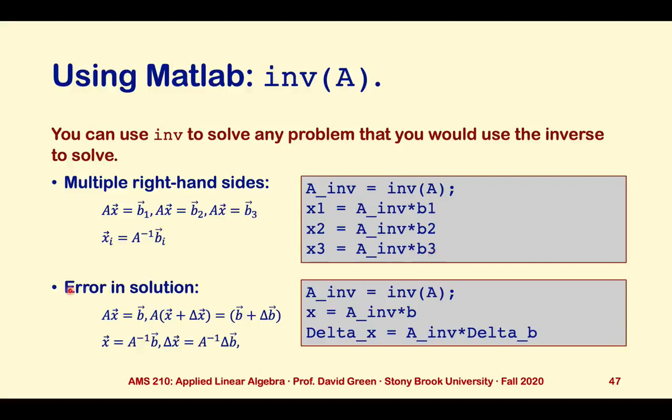We've seen how we can find the error in a solution with the inverse. If Ax equals b, and A(x plus delta x) is b plus delta b, then delta x is given by A inverse delta b, just as x is given by A inverse b. We can do this the same way. Compute the inverse once, store it in a variable, use that variable to solve the system, and use that same inverse to get the error.